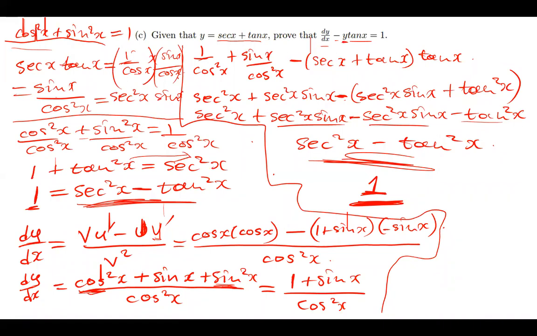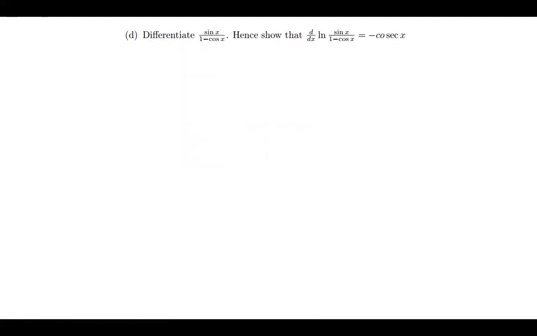We move on. So we have this other question: differentiate sine x over 1 minus cos x, and hence show that the derivative of the ln of this expression is simply equal to negative cosec x. This one is straightforward as well. We differentiate this expression. Since we have two functions dividing each other, you simply use what is called the quotient rule to differentiate.